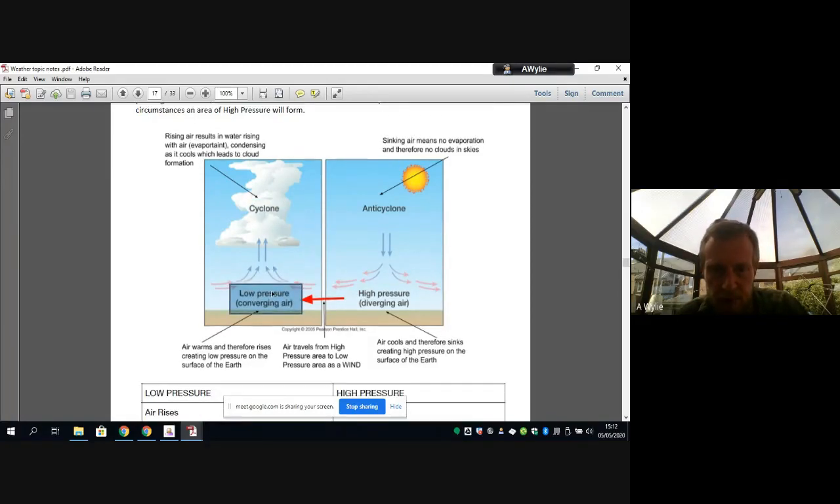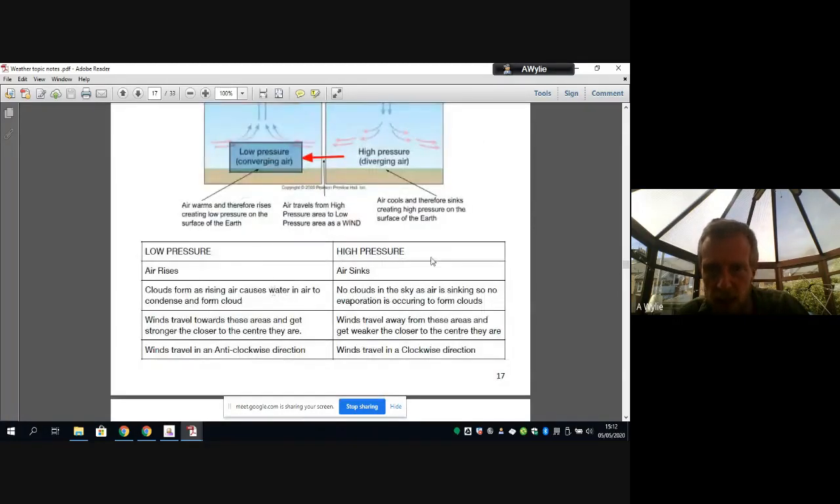Right, so what is the weather? Well, here's a little table that summarizes the key things happening in each pressure area. So let's just review this quickly. Low pressure, your air is rising. It's going up. You're going to get loads of clouds forming because water in the air is starting to condense. There's the key word right there, to form clouds.